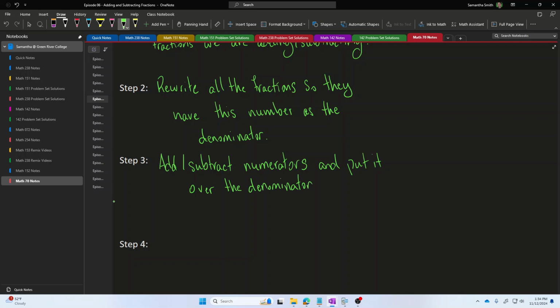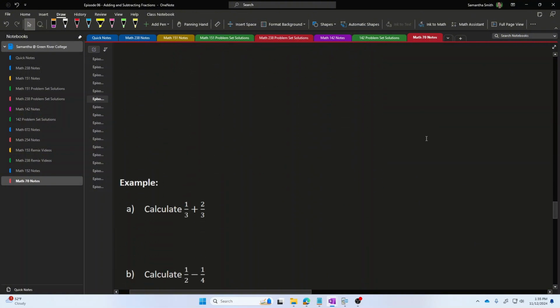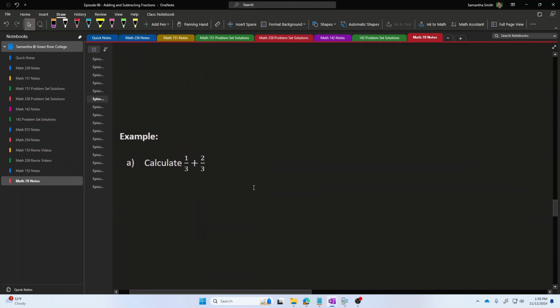And then, if you can, it's a good idea to try and simplify your answer. Let me show you what I mean in an example. Suppose that someone asked me to calculate 1/3 added to another 2/3.